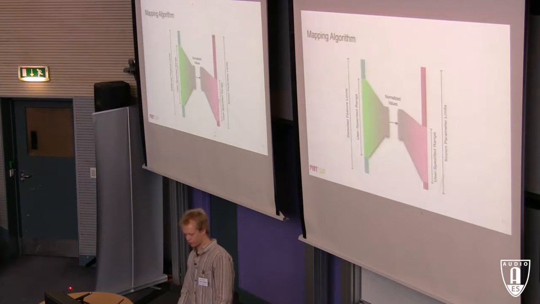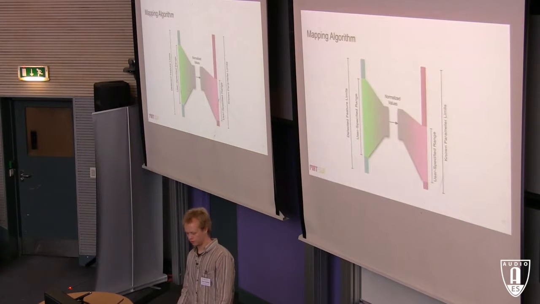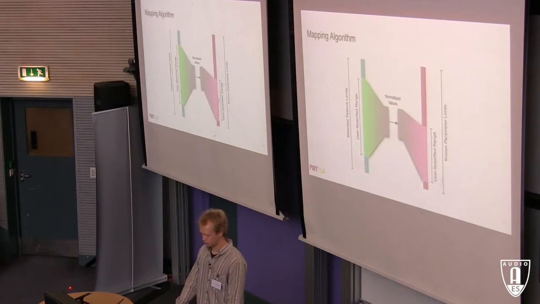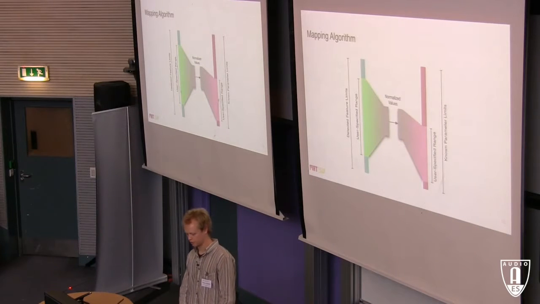The current approach to control mapping is simple. The user defines a range of input values within the detected limits for the audio feature, and a range of output values within the limits of the target parameter. Detected audio feature values falling within the input range are normalized, and these normalized values are simply denormalized into the user-specified output range for the target parameter.